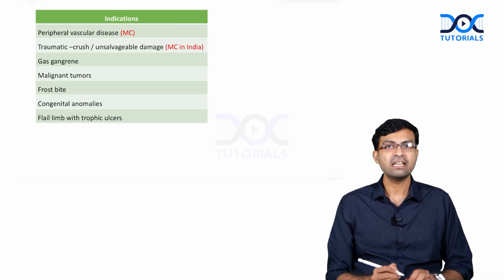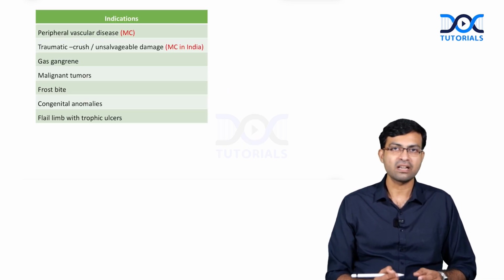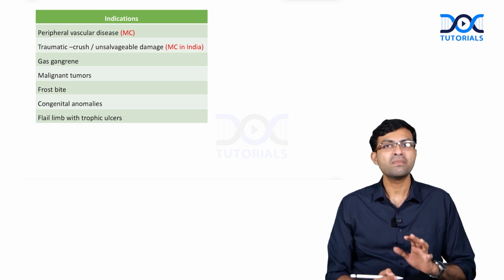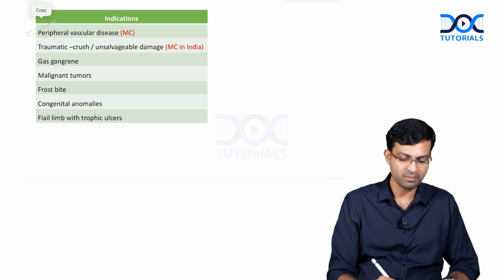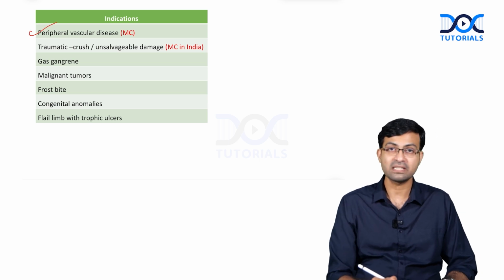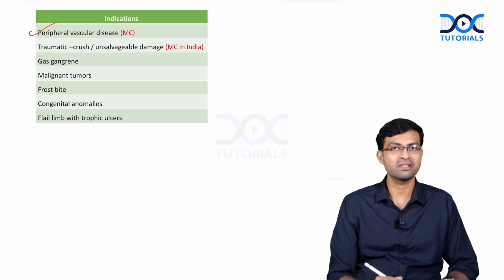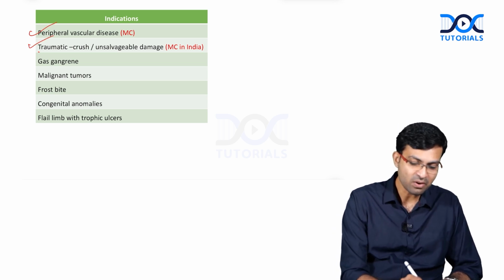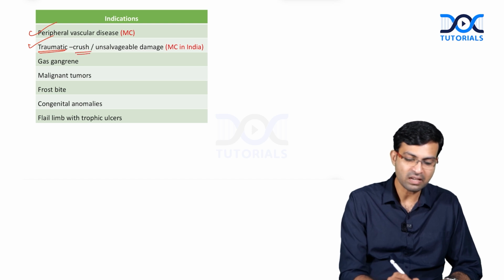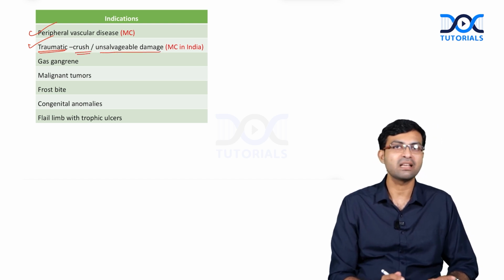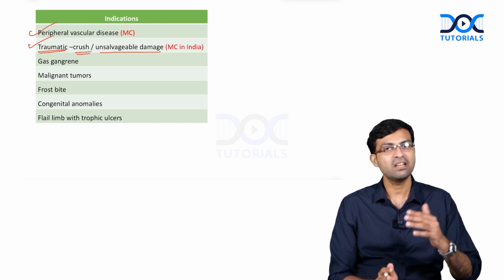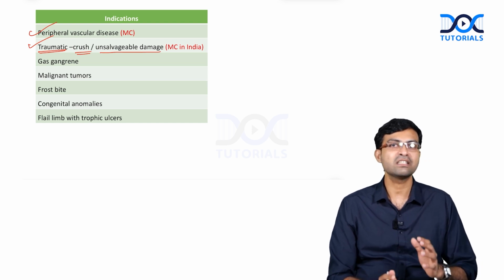Okay, what are the indications of amputations or disarticulations? The most common indication worldwide is peripheral vascular disease, because of ischemia. This is the most common cause. Second, in India, the most common cause is trauma, either because of a crush injury or unsalvageable damage because of an RTA or something like that. In Western countries and in the whole world, it is PVD.